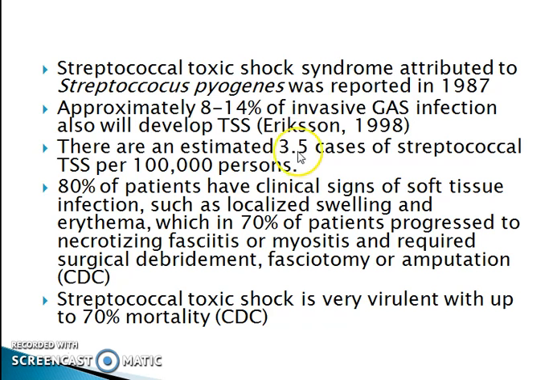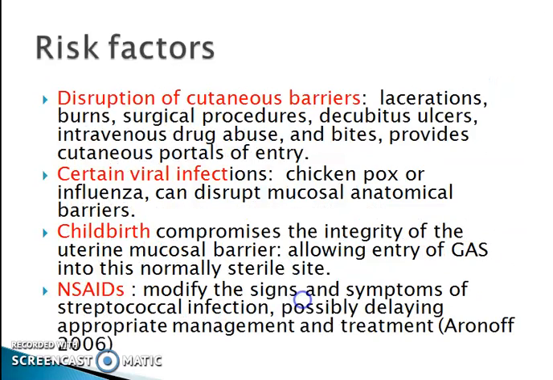It was estimated that there are about 3.5 cases of streptococcal toxic shock syndrome per 100,000 population, and 80% of patients have clinical signs of soft tissue infection such as localized swelling and erythema, of whom 70% progress to necrotizing fasciitis or myositis, which require surgical debridement, fasciotomy, or amputation. Streptococcal toxic shock syndrome is very virulent, with up to 70% mortality.